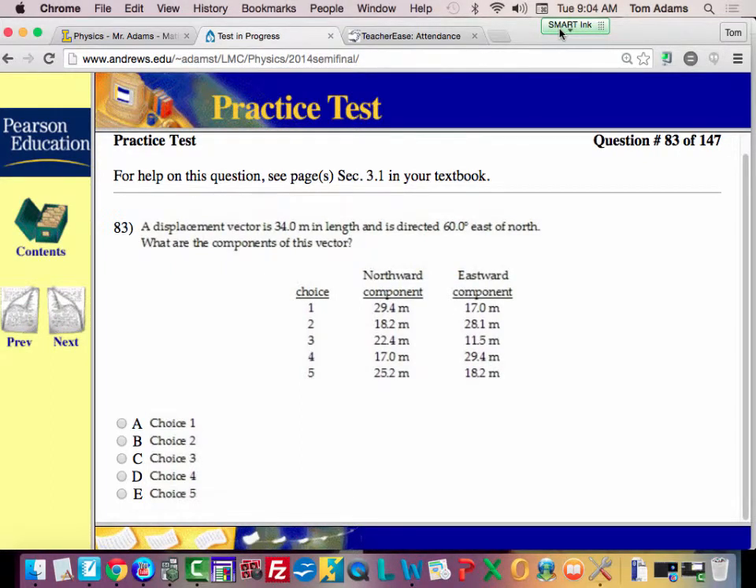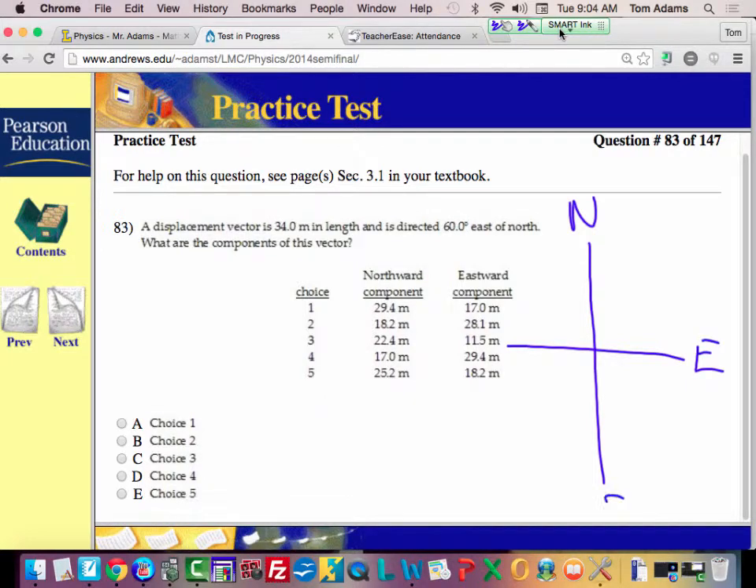All right, so now for 83, it says a displacement vector of 34 meters in length is directed 60 degrees east of north. So let's write this down. This is north, east, south, and west. And 34 east of north. So this is north, and this angle here is 34 degrees. And it has a magnitude of 34 meters.